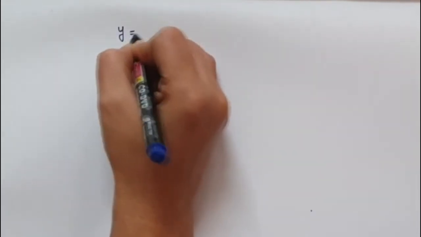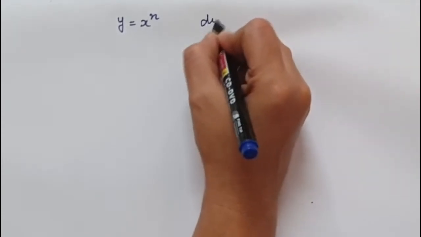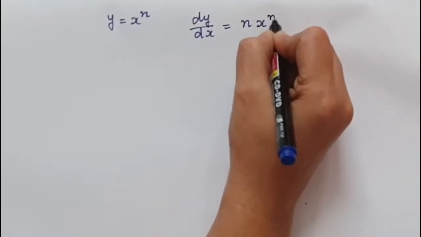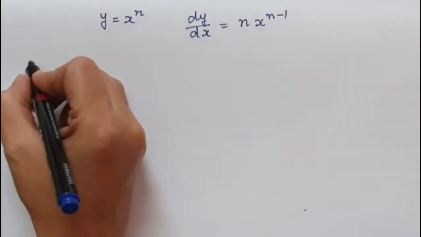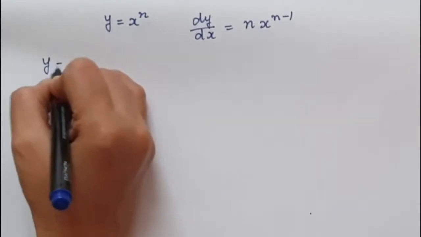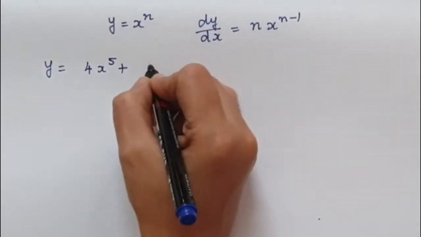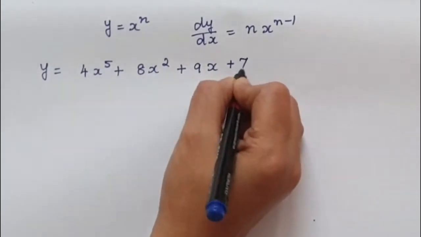Differentiation. If y equals x to the power of n, then the basic formula of differentiation, dy by dx, will be equal to n x power n minus 1. Now let us see a few examples of how to do it. Suppose it is y equals 4x power 5 plus 8x square plus 9x plus 7.